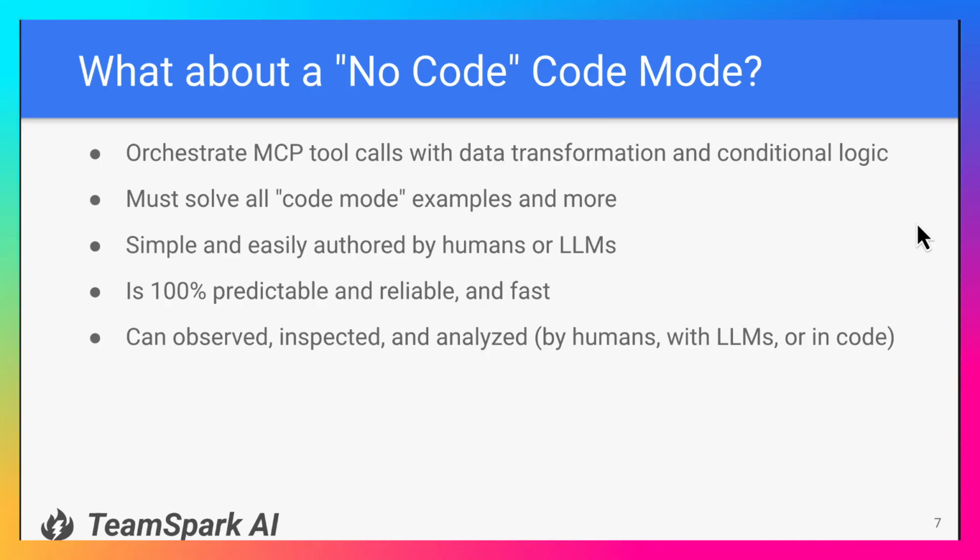We need something that's simple and easily authored by humans or LLMs. So we can't just create some bespoke, crazy format that we then have to teach the models how to make. It's got to be something they can build as easily as they can build code. It needs to be 100% predictable, reliable and fast. And it needs to be something we can observe and inspect, either as humans, with large language models, or in code. By inspect, I mean we can look at it in one place and understand exactly what it does, and that it does what we want. By observed, I mean we can watch it when it runs and make sure it's doing exactly what we expect and not anything we don't expect.